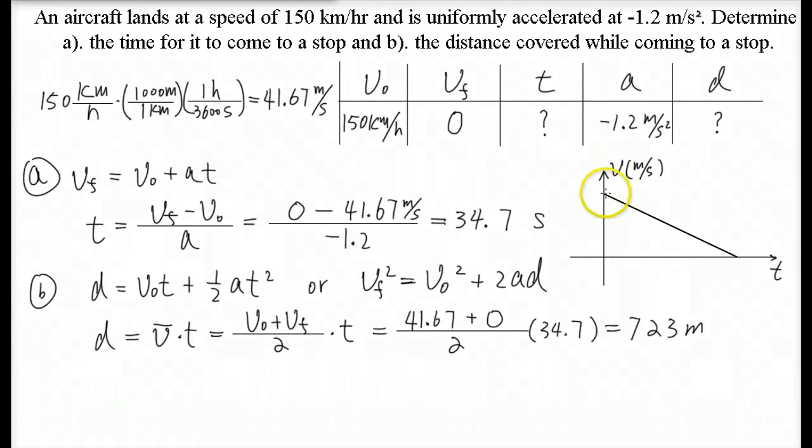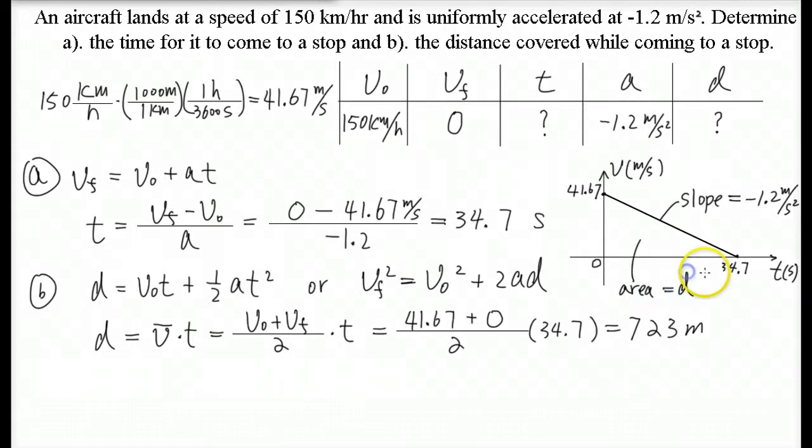Starting from a velocity of 41.67 and then to zero velocity, and it took 34.7 seconds, right? And then initially the question told you that the slope, which is acceleration, is negative 1.2, right? And then the area is going to be the displacement, right? So this area is actually the displacement.